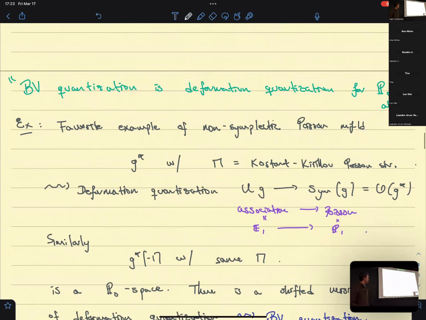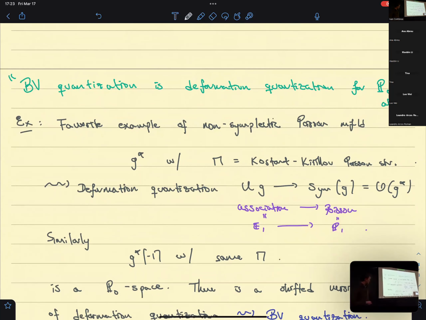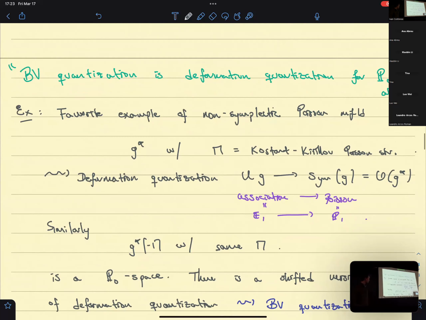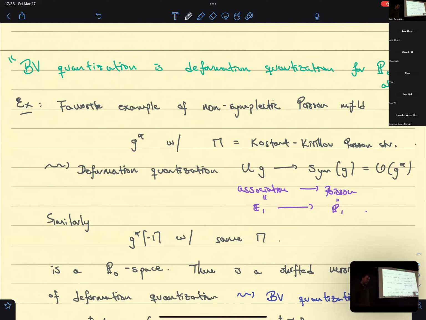Hopefully we all know that example. So here, deformation quantization is like getting an associative algebra, the classical limit of an associative algebra being a Poisson algebra, which in this sort of terminology is P1. So similarly, with the same exact Poisson bivector, if I just shift g dual, which looks sort of artificial, and place it in degree +1, this thing is automatically a P0 space.